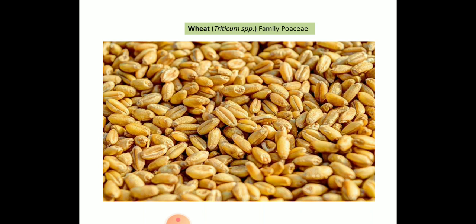The important major cereals are, first, wheat. The scientific name is Triticum aestivum, family Poaceae. The majority of these cereals belong to the family Poaceae. Wheat is mainly used for food purposes, and mainly the grains and the powder of wheat are used as a major staple food.